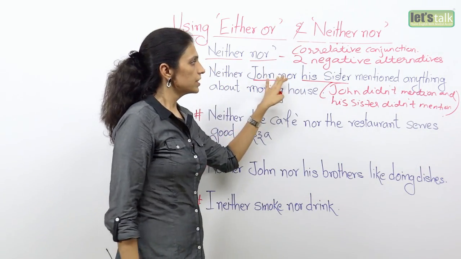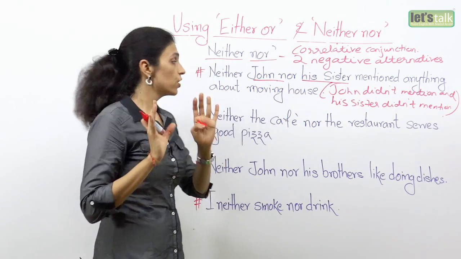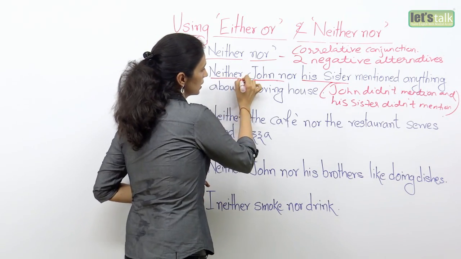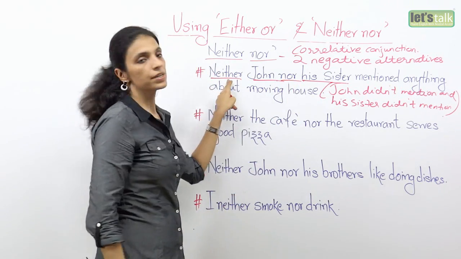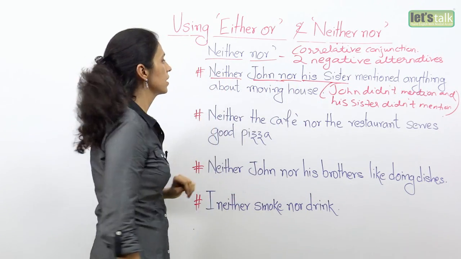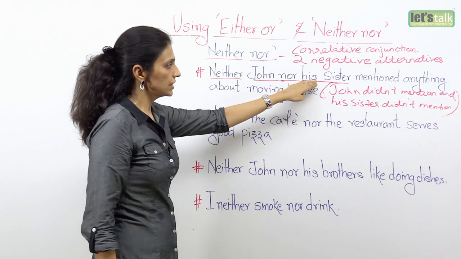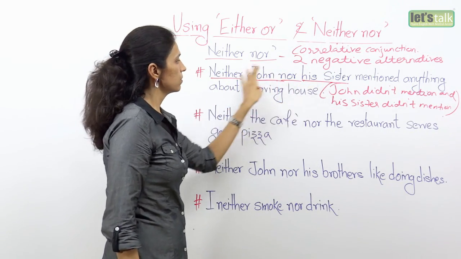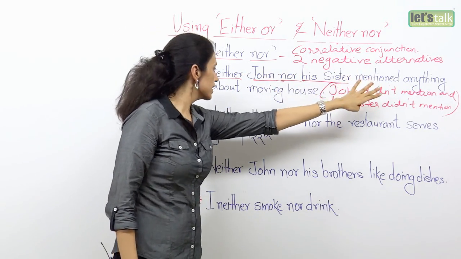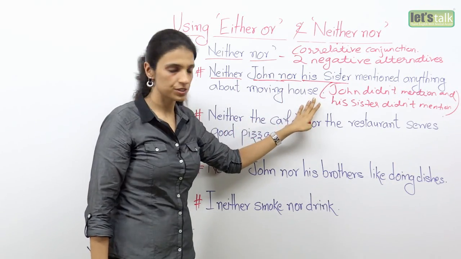So both of them did not mention. Because it is negative, I use neither...nor. You can also pronounce this as "neither". So neither John nor his sister, I have two negative alternatives, mentioned anything about moving house.